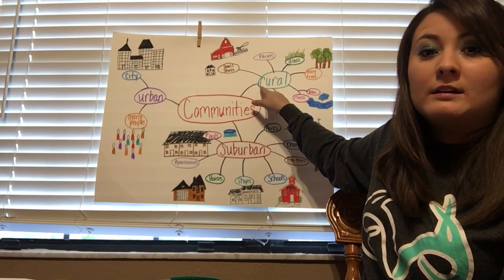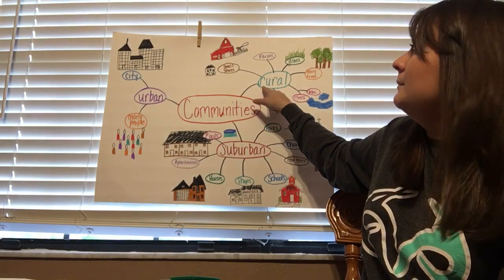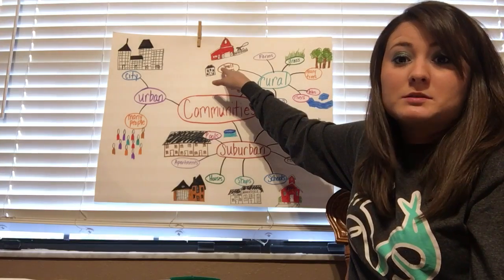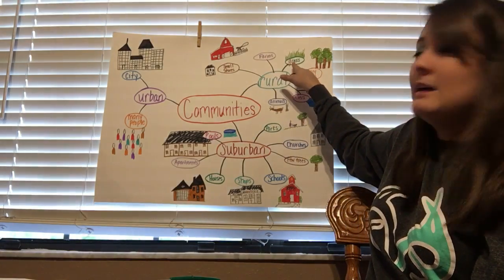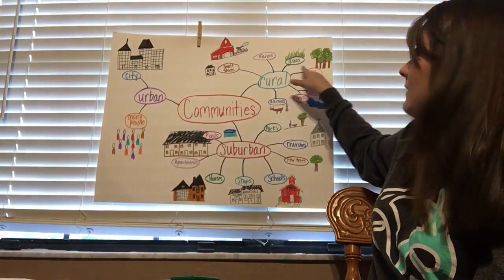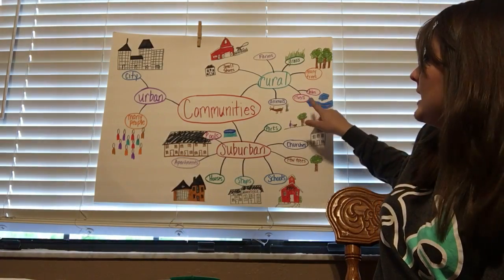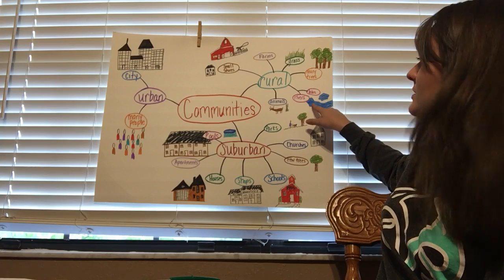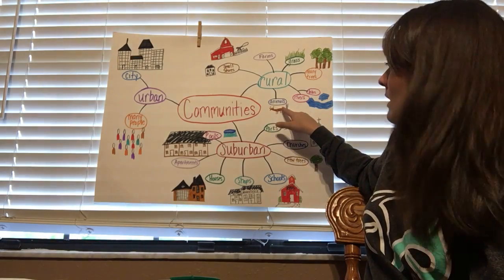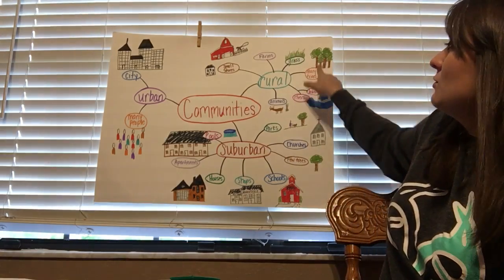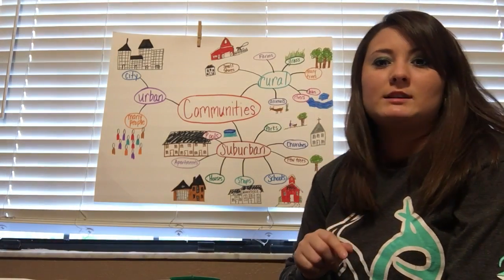Rural, I don't even know how to say that, rural, I said they have small stores, they usually have farms, they have a lot of grass, they have a lot of trees, they have lakes and rivers most of the time, and they have animals, mostly wild animals. And I drew some pictures for each one so the children can relate to those words.